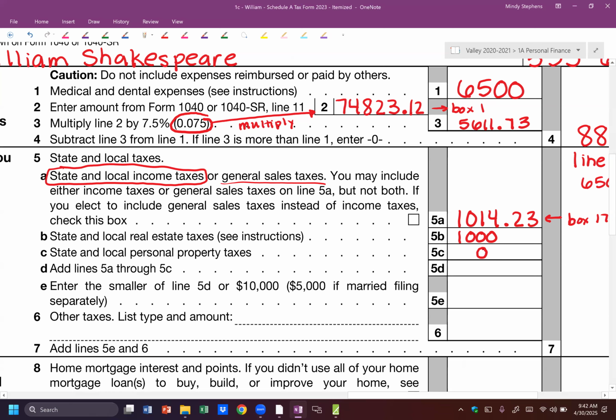5D says add 5A through 5C. So we're going to add those all together. So adding these three, 5A through 5C, gives me 2,014.23.